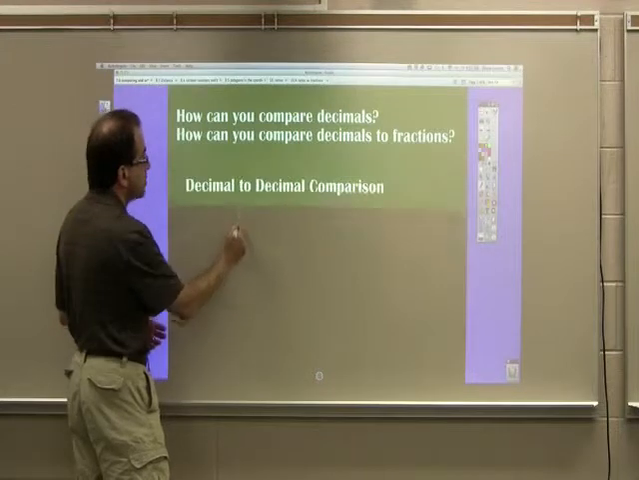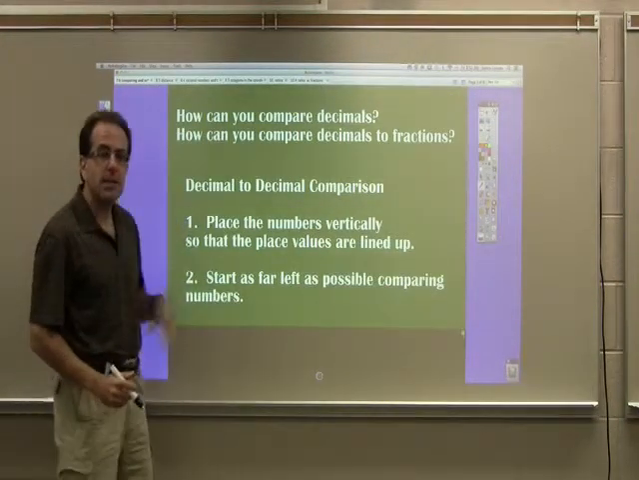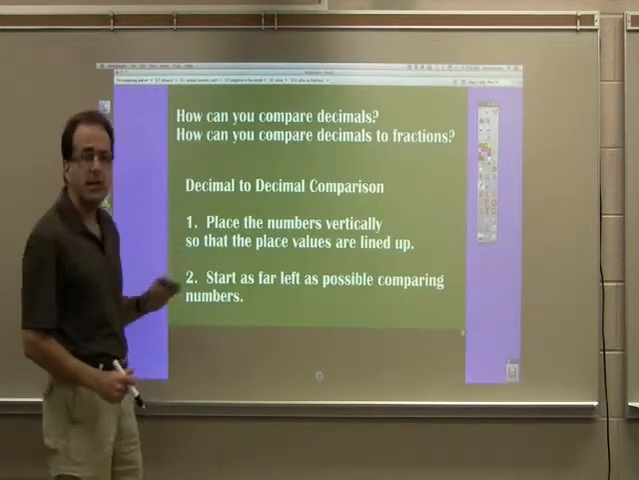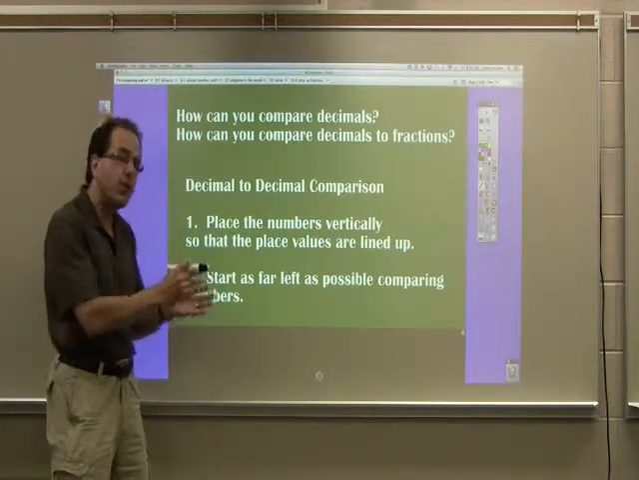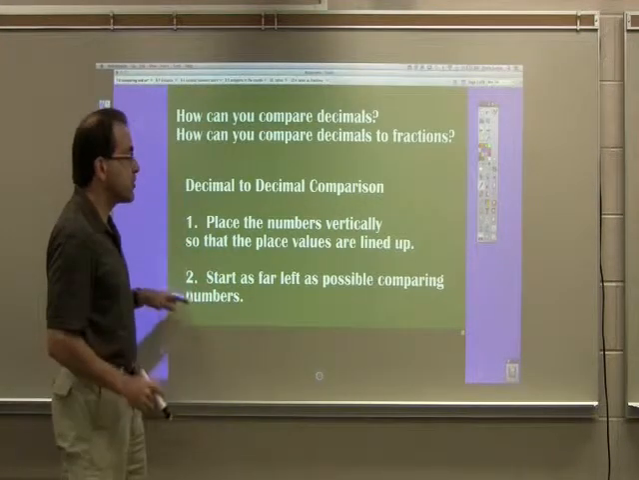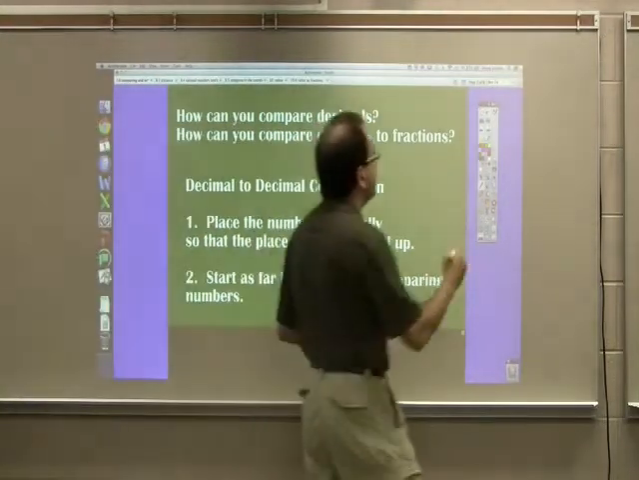But it's really a two-step process here. First, place the numbers vertically. That means stacked one on top of another so the place values are lined up. It's very important. The whole key to this is to line up your place values, line up your decimal point. And then you're going to start as far left as possible comparing numbers. So let's look at an example.